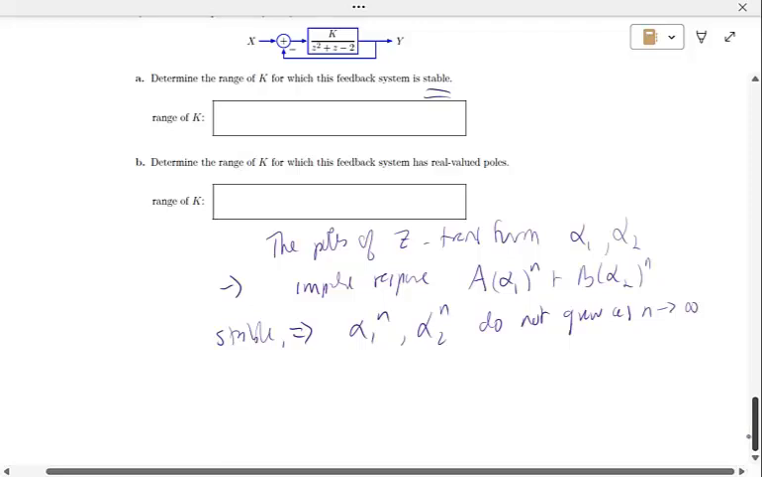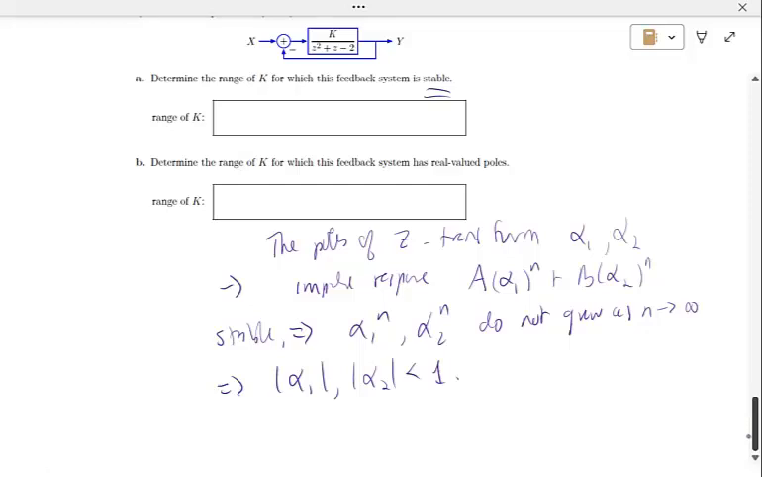But what does that mean? That means that alpha 1 must have absolute value less than 1, and so must alpha 2. So it's a different criterion. It's not that the real part is less than 0. Now it's that the absolute value is less than 1.